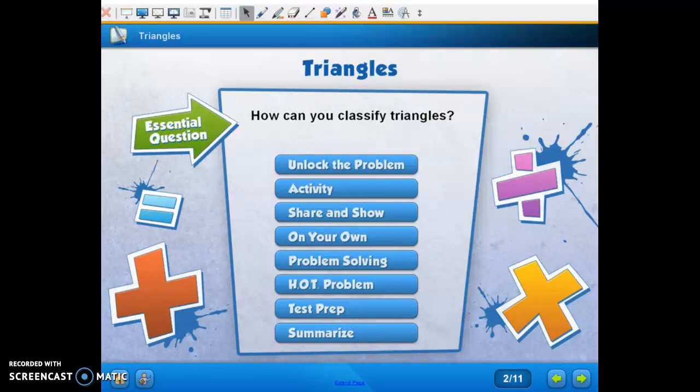How can you classify triangles? Lesson 11.2, we're on page 445. You've probably been classifying triangles for a while, right? Okay, let's see what you remember.